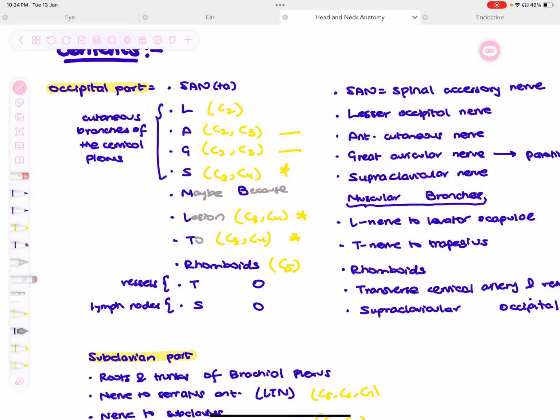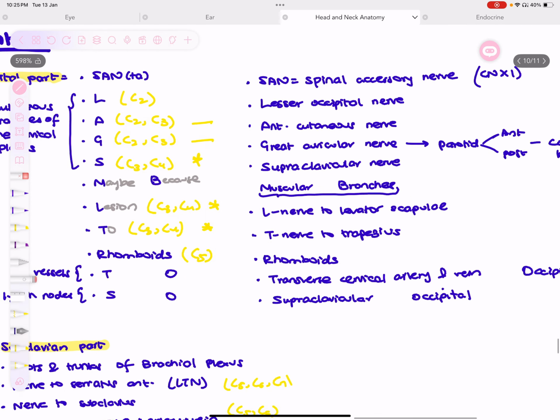First of all, LAGS is the cutaneous branches of the cervical plexus. We're talking about the occipital part, so cervical plexus, cutaneous branches. So C2, C2, C3, C2, C3, C3, C4. MAYBE is nothing, because this means we are further talking about the muscular branches. So C2, C2, C3, C2, C3, C3, C4. C3 is happening three times, C2, C3 is happening two times, and then C2 and C5, right?